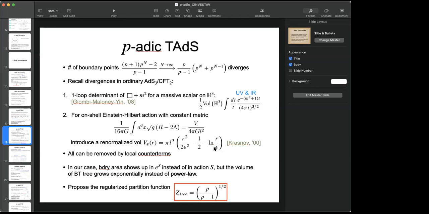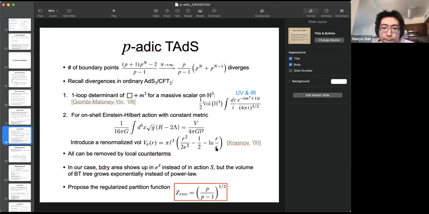So the epsilon is the distance towards the conformal boundary. So if it is 0, you are at the conformal boundary. And all the above-mentioned divergences can be removed by local counterterms. So now in our case, the boundary area, namely the number of boundary points, shows up in the exponential of the action instead of the action.